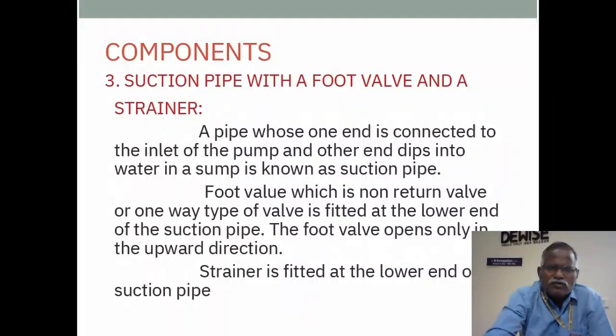Suction pipe with the foot valve and strainer. One end is connected to the inlet of the pump, and the other end is dipped in the sump. This is known as the suction pipe. The foot valve, or NRV, non-return valve, a one-way type, is fitted at the lower end of the suction pipe. The foot valve opens only in the upward direction. The strainer is fitted at the lower end of the suction pipe for filtration purposes.